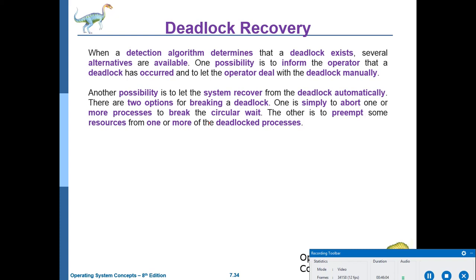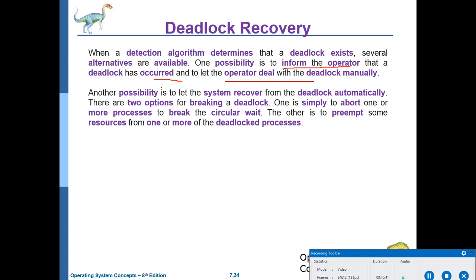So when a detection algorithm determines that a deadlock exists, several alternatives are available. One possibility is that we inform the operator a deadlock has occurred and let the operator deal with it manually, just like we sometimes do. You might have experienced, when you open many applications or many tabs of the browser window, that at a particular time your system becomes unresponsive. In that case you restart your system, that is, the operator is dealing with the deadlock manually.